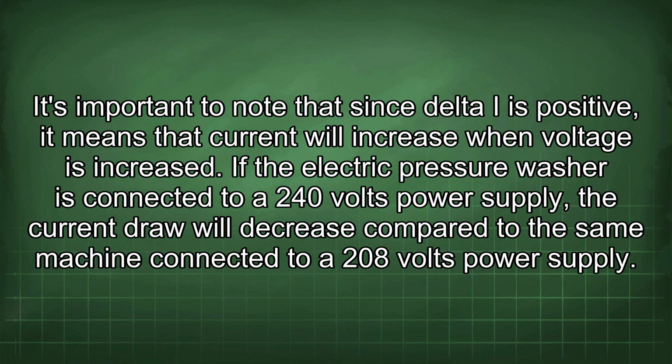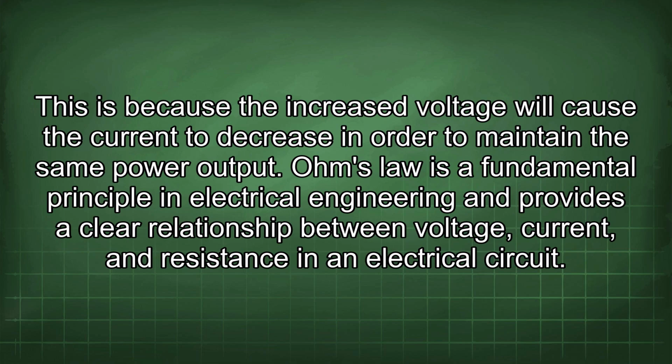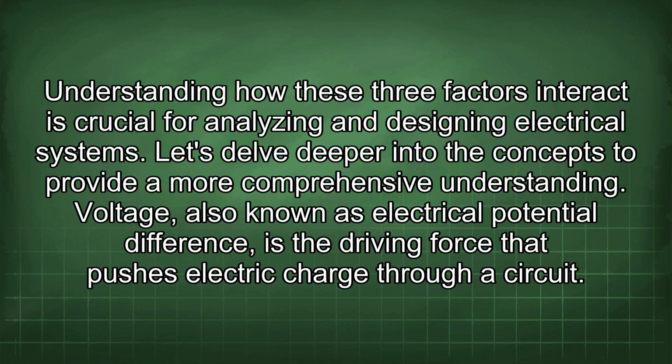If the electric pressure washer is connected to a 240 volts power supply, the current draw will decrease compared to the same machine connected to a 208 volts power supply. This is because the increased voltage will cause the current to decrease in order to maintain the same power output. Ohm's law is a fundamental principle in electrical engineering and provides a clear relationship between voltage, current, and resistance in an electrical circuit. Understanding how these three factors interact is crucial for analyzing and designing electrical systems.